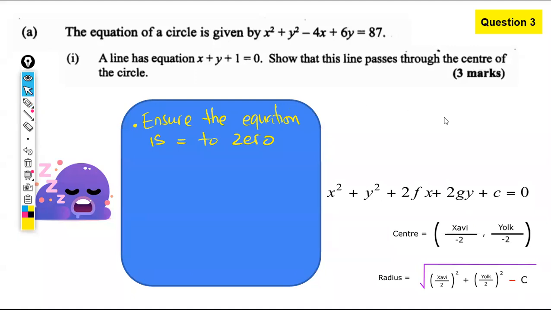Also, once you do that, Xavi, right, is the person who is touching X. So who is touching X here? Minus 4. So Xavi is minus 4. And yoke is the person touching Y, not Y squared, regular boring Y. So the yoke is 6, right? And of course, C will be the negative 87, because you have to throw him across first to make one side equal to 0. Good luck.